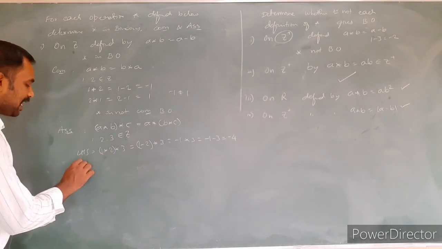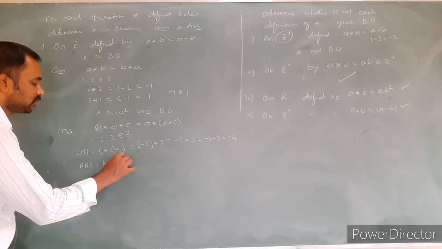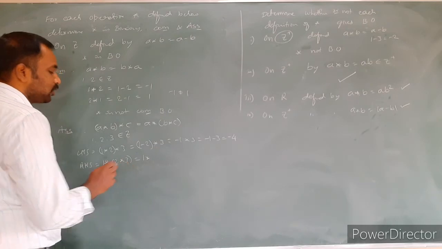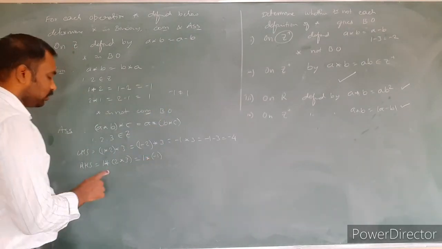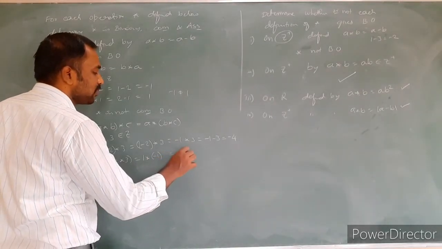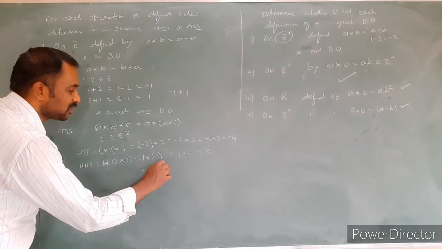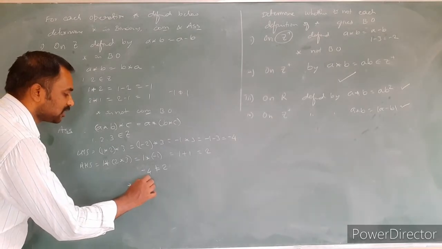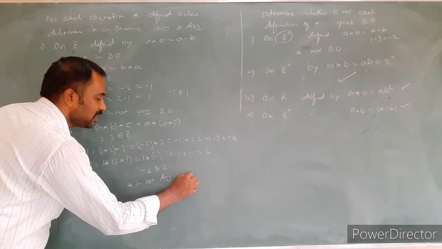Similarly, check the RHS value. What is the RHS part? 1 star (2 star 3). 1 stays as it is. 2 star 3 is 2 minus 3, which is minus 1. Then 1 star minus 1 is 1 minus minus 1, which is plus 1, which becomes plus 2. Whether minus 4 is equal to plus 2? No. So here we can conclude that star is not an associative binary operation.